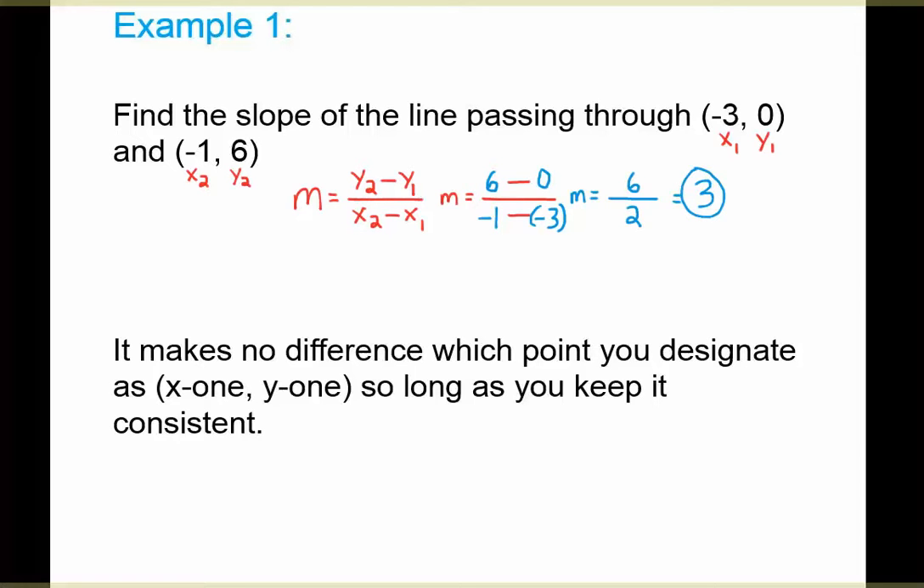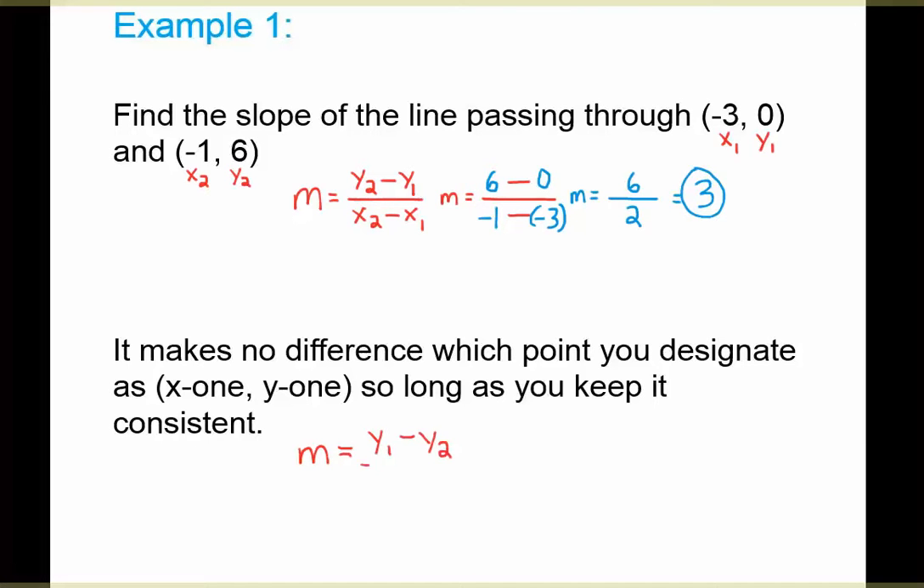Okay, now you'll notice what I've said down here. It makes no difference which point you designate as x sub 1, y sub 1, as long as you keep it consistent. In other words, we could do this exact same formula, but reverse the y sub 1 and the y sub 2. Y's will always go on top, x's will always go on bottom, but those orders of the y's and x's can be reversed as long as you keep it consistent. Okay, so I want to show you this.